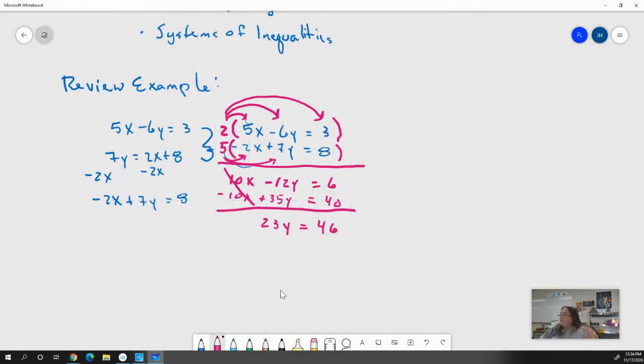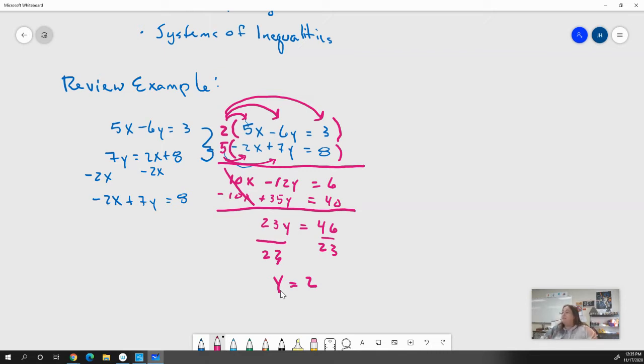I can divide both sides by 23. And then I get a value for y. We get y equals 2. And the excellent thing about knowing that y equals 2 is I can plug it into either of our original two problems and figure out what x equals.